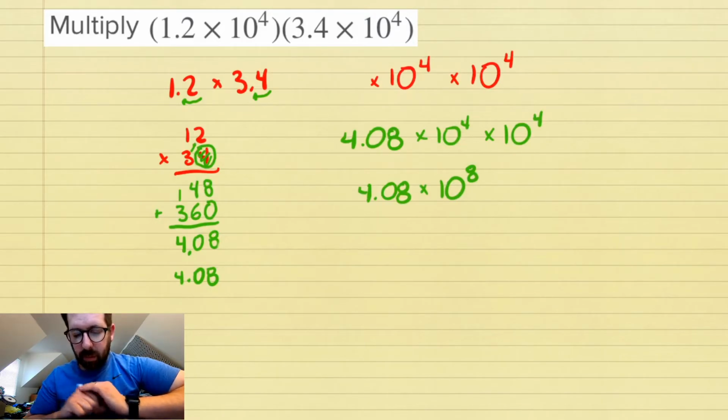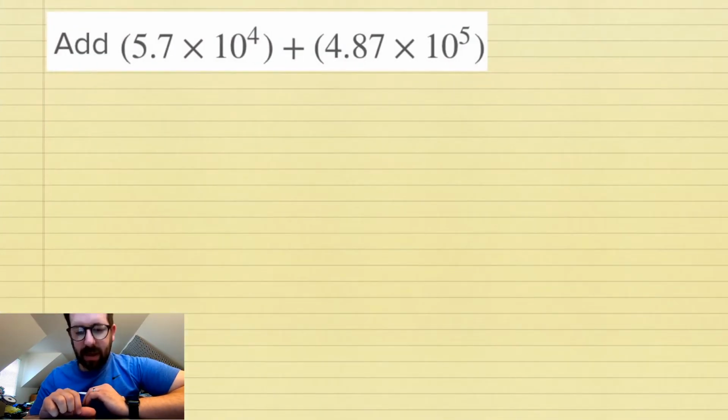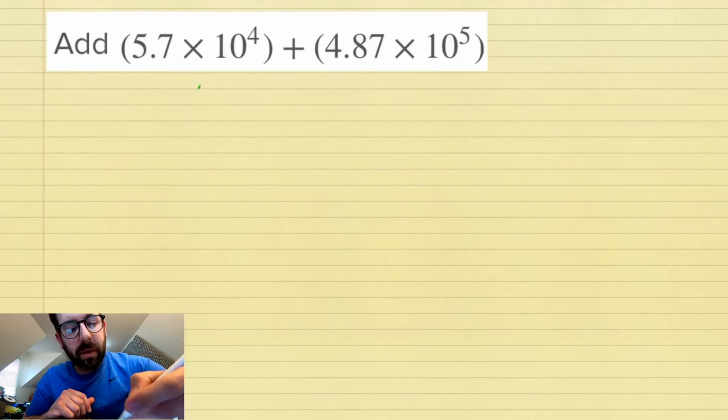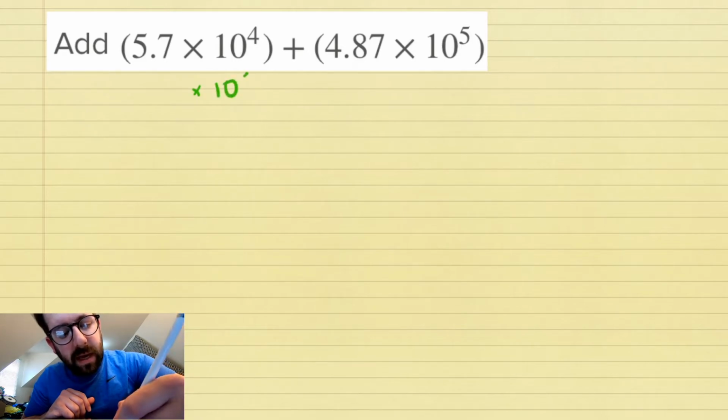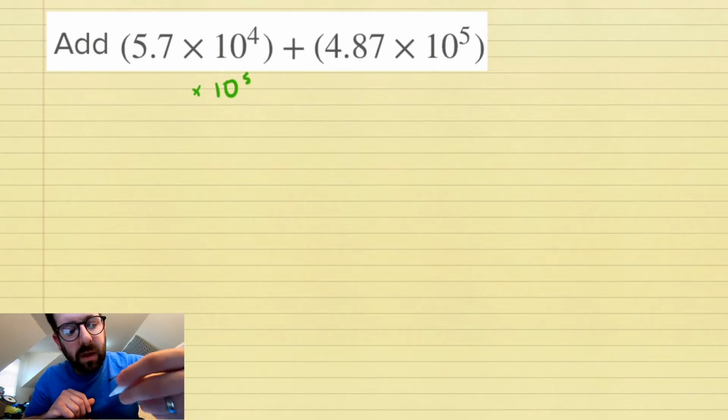So we got a few more problems here. I picked a range of different ones, so adding, subtracting, multiplying, dividing. So we're adding on this one. Now notice that the times 10s are different. When you add, they have to have the same label. So I'm going to make this one a little bit different. I'm going to make this a times 10 to the 5th.